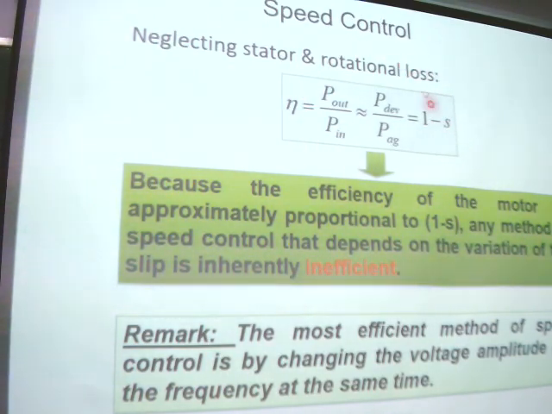So in general, the efficiency is 1 minus S. If the S increases, the efficiency decreases. So this is the general conclusion.